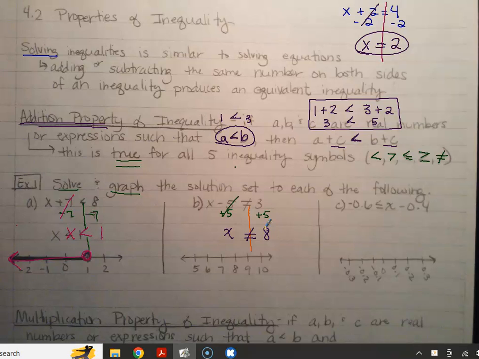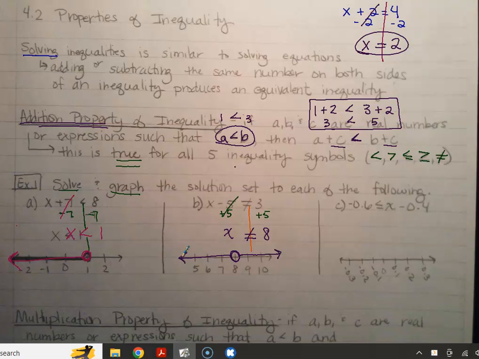All right, so this one is kind of a fun one to graph. So x is everything but 8. So we're going to put an open circle at 8, and the line goes both ways because it's greater than and less than. It's just not 8. So that's kind of a trippy one.